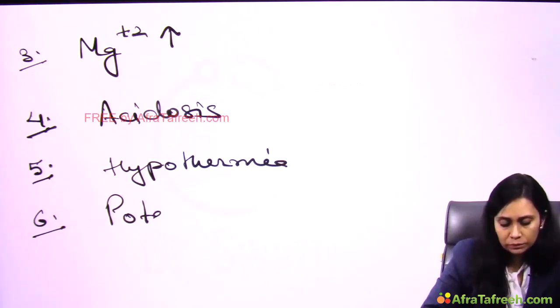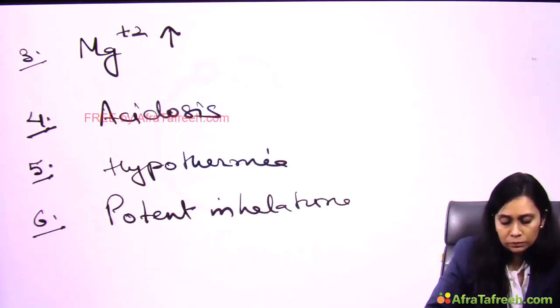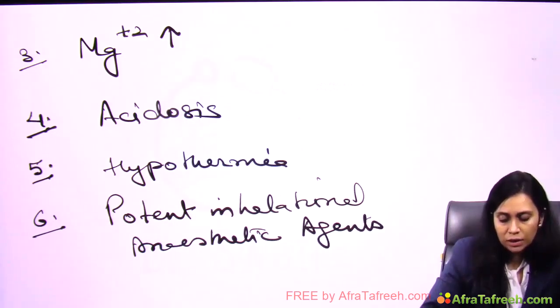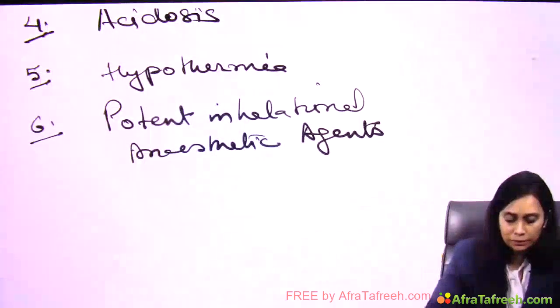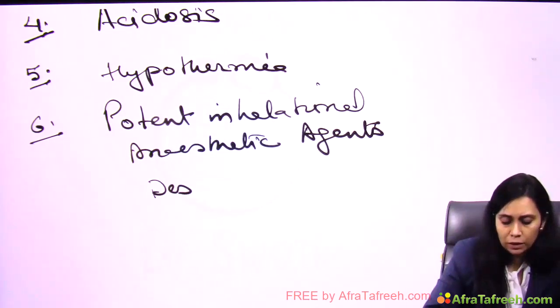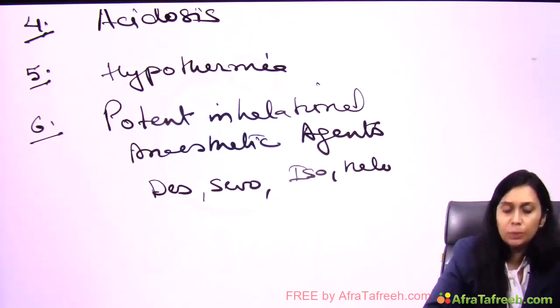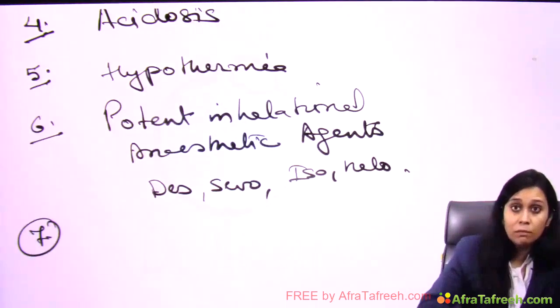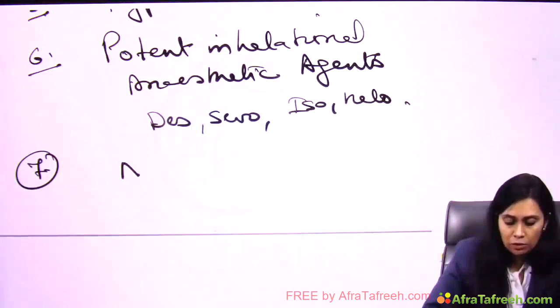Okay. Then guys, potent inhalational anesthetic agents, desflurane, sevoflurane, isoflurane, halothane, they all potentiate neuromuscular blockers. Got it? Seventh, some neuromuscular diseases.